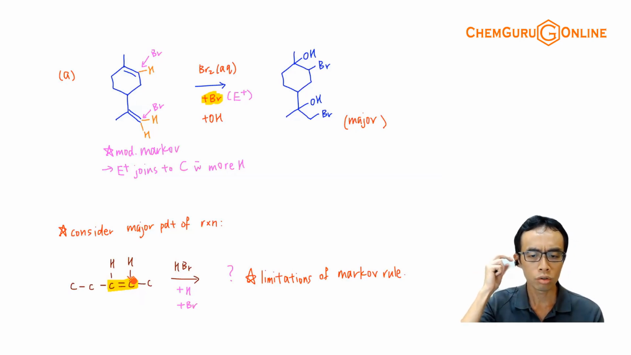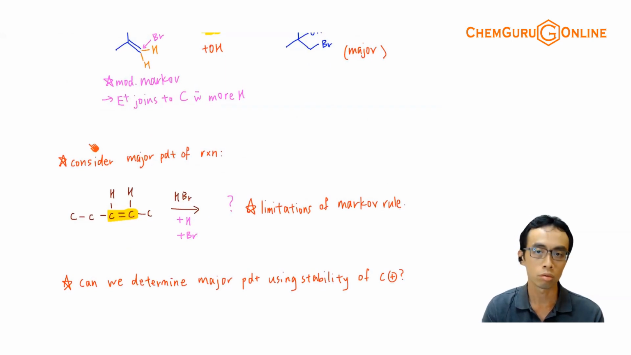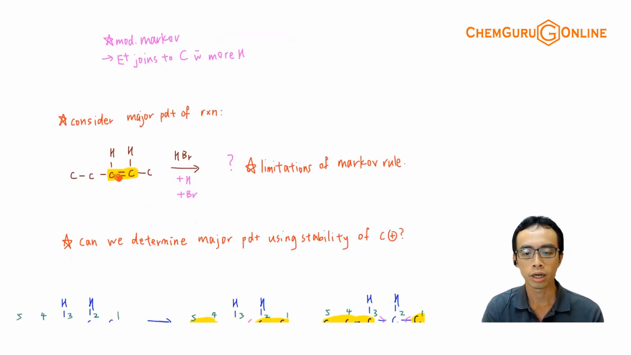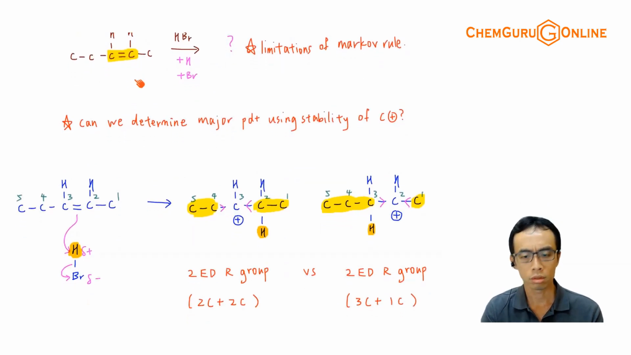Now, if I cannot use the Markovnikov rule, then the next thing is, can I talk about the stability of my carbocation ion, which is what we have talked about previously, right? No problem. I can at least try to draw the two carbocation ions that can be formed. Let me consider which one is bonded to more R groups. That one will be more stable, and therefore more likely formed, and so it will be the major product. So let us try to consider that.